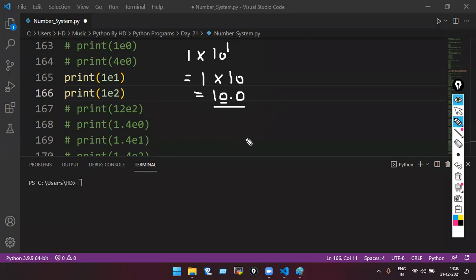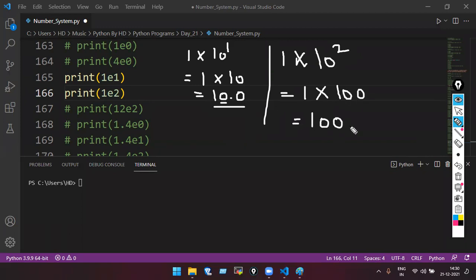Then what is the meaning of 1e2? Simply 1 into 10 to the power of 2. So how much is 10 to the power of 2? 100. So 1 into 100, how much do I get there? 100.0. Same. Now 12e2. 12e2 means what? 12 into 10 to the power of 2. How much is the answer now?